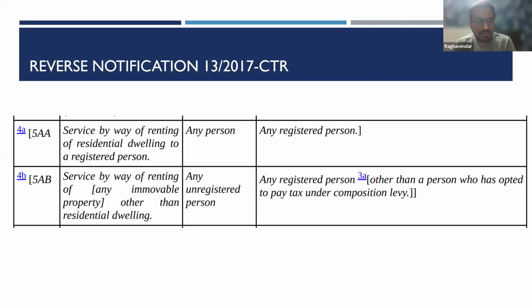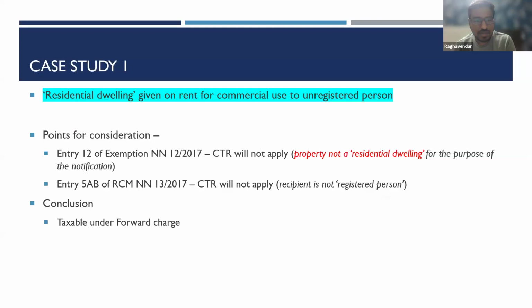Service by way of renting of any immovable property other than residential dwelling. Okay, so yes, it can fall within 5AB also. Correct. Which means if the person is registered, then again RCM will apply. RCM will have to be paid.